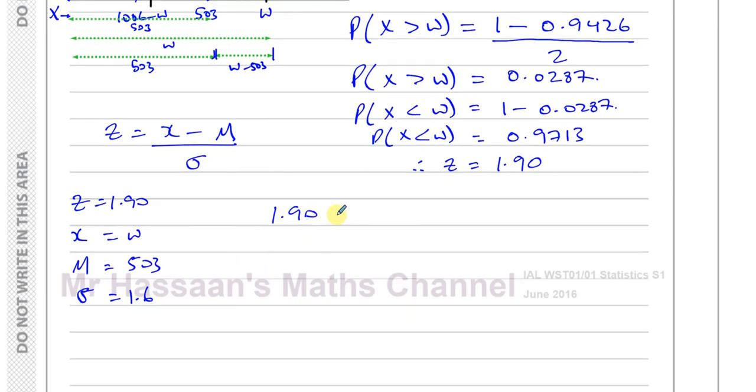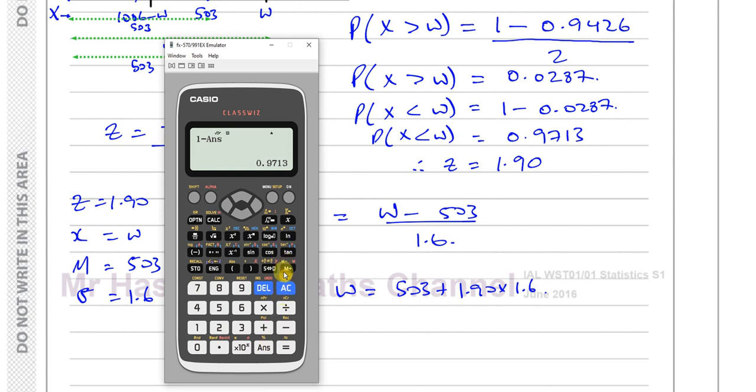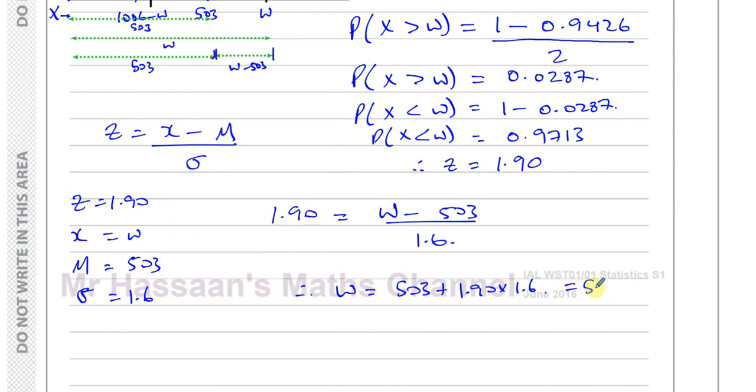So we have 1.90 is equal to X, which is W, minus 503, divided by 1.6. Therefore, we can say W is equal to 503 plus 1.90 times 1.6. So we take 503 plus 1.9 multiplied by 1.6. That gives us 506.04. So therefore we can say W is equal to 506. That's the answer for part B.